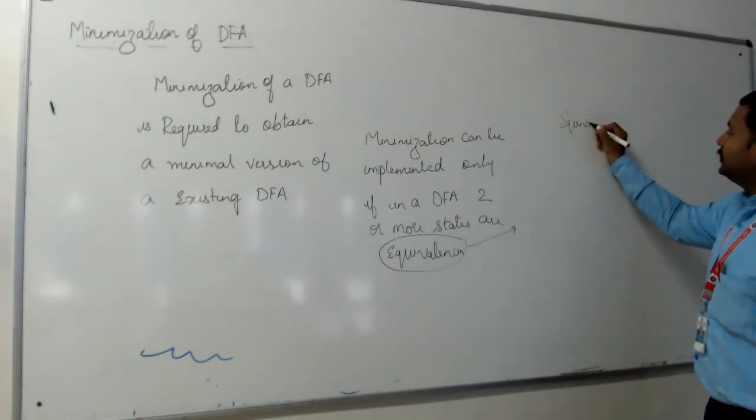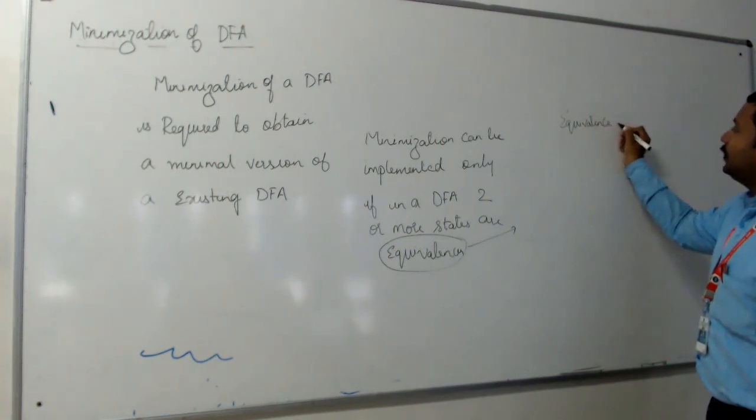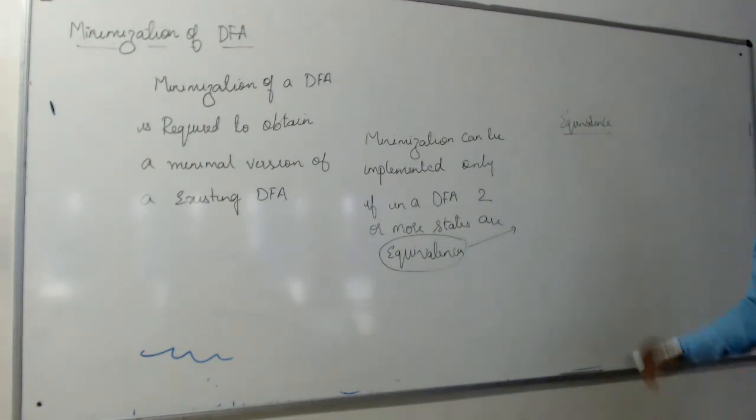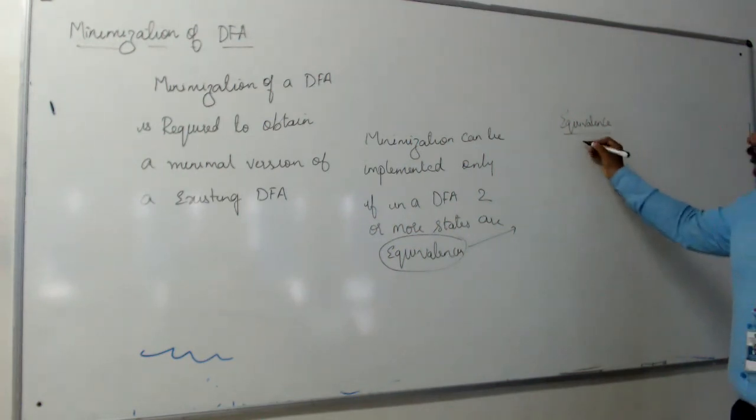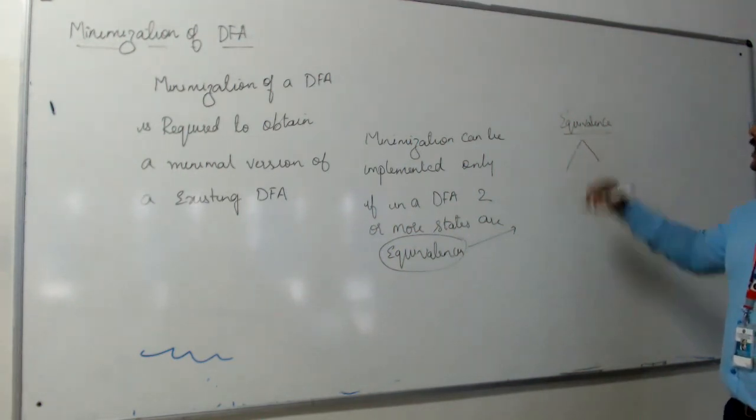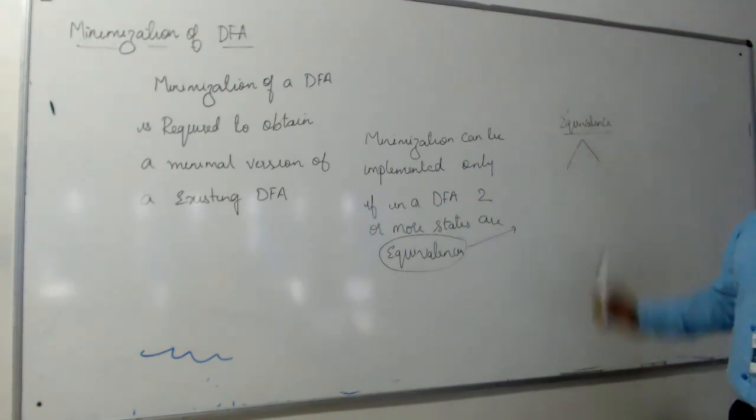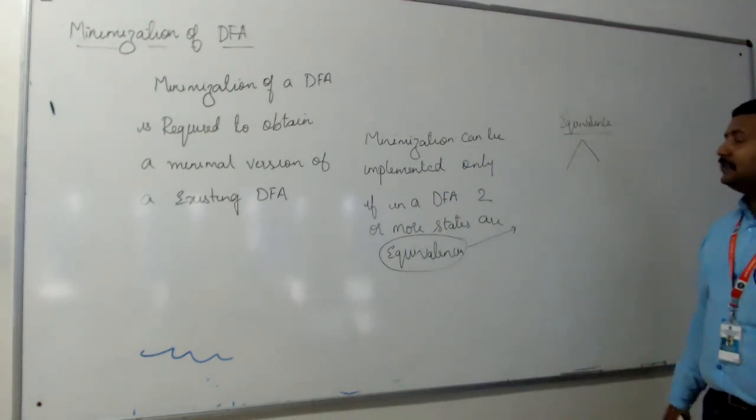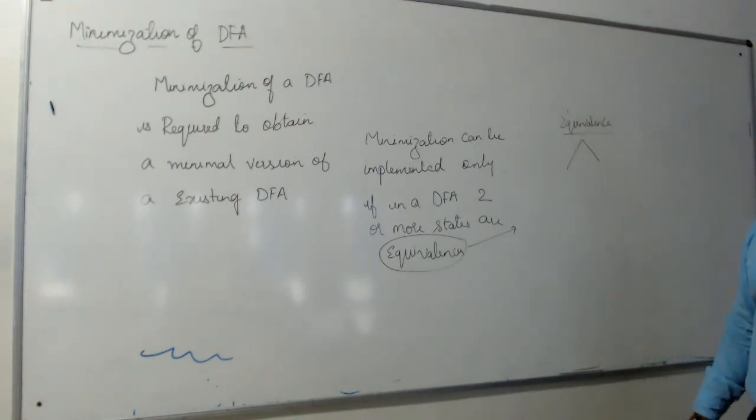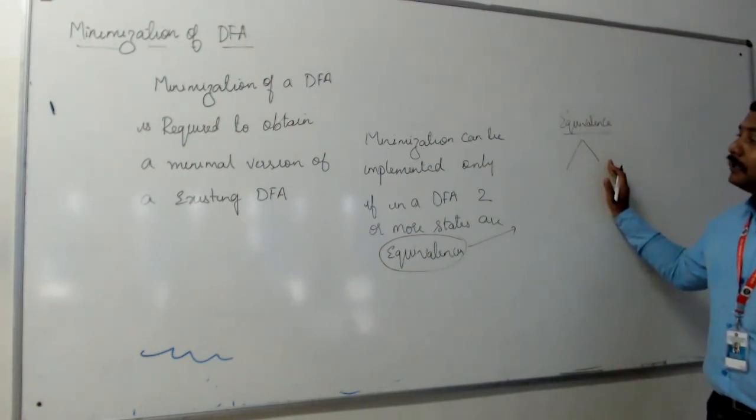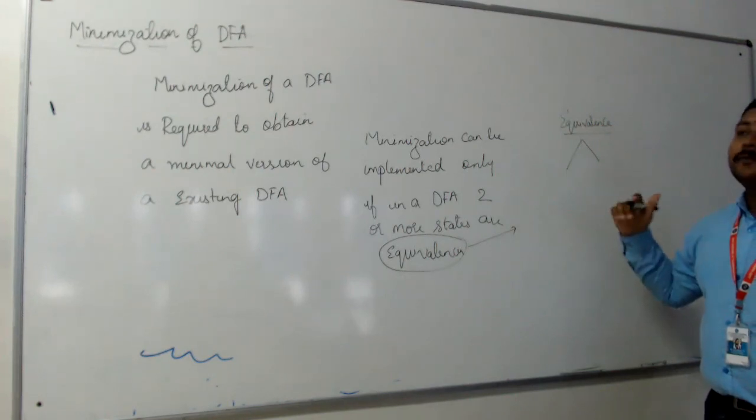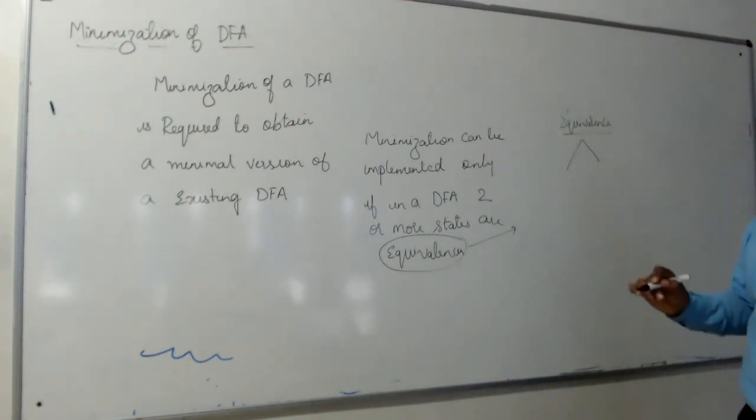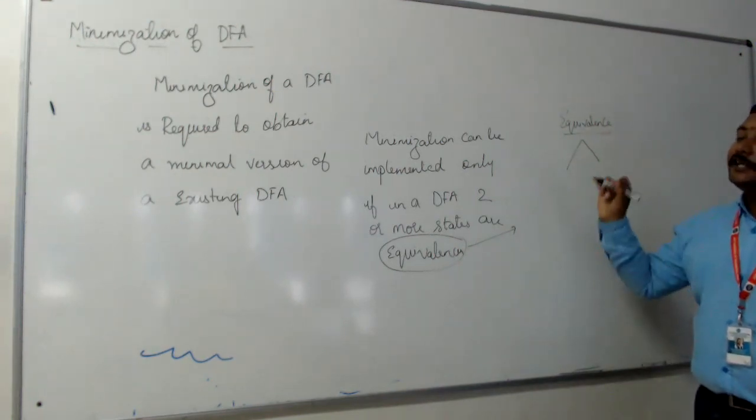So equivalence is a concept where you need to understand the problem where you are going to minimize your DFA. To minimize this DFA, we need to understand what equivalence means. So what do you mean by equivalence? Why do I need equivalence? To minimize. So minimization of DFA can be done if and only if there are equivalent states in your DFA.